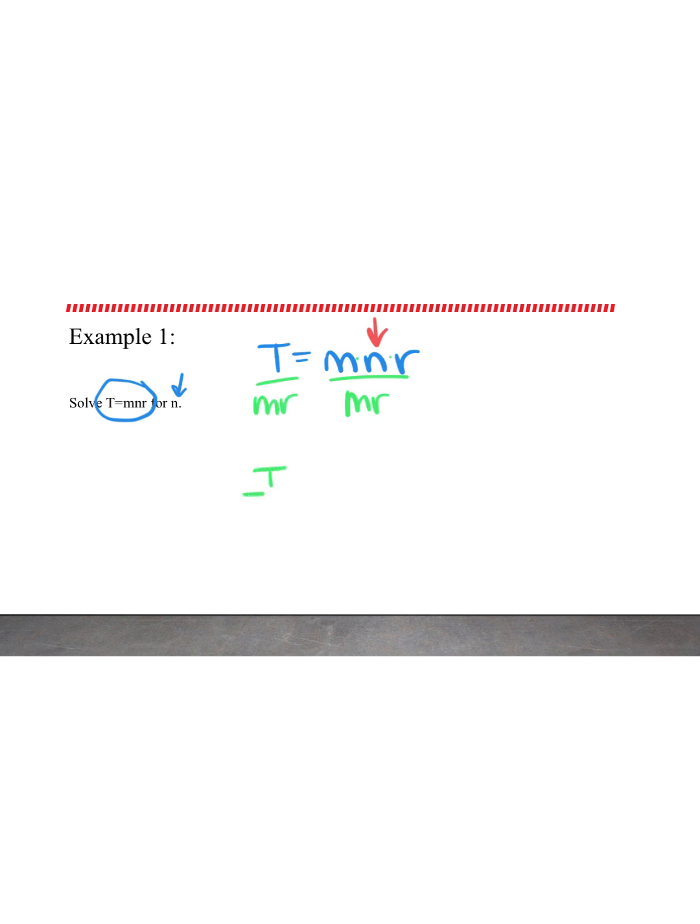That's going to leave us t over mr on the left. The m's are canceling, the r's are canceling, and just n is left on the right-hand side. And that's what we're after. All we want to do is get the variable they're asking for completely by itself on one side of our equation. Everything else moves to the other side.